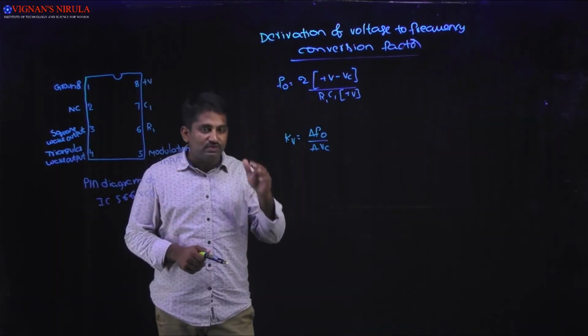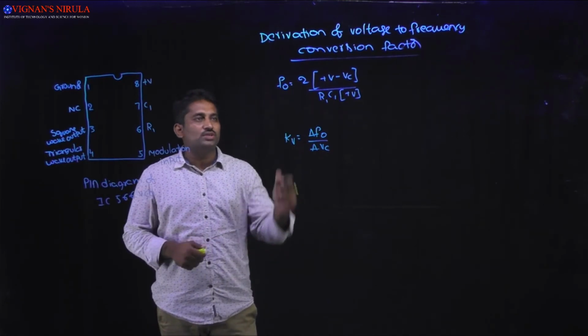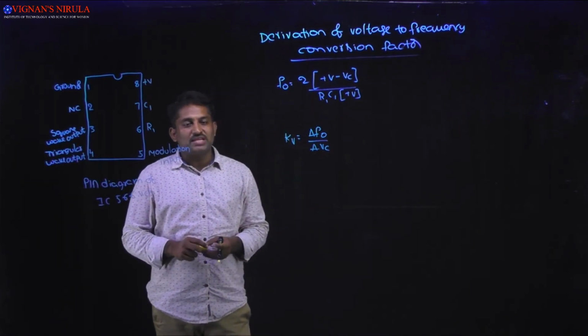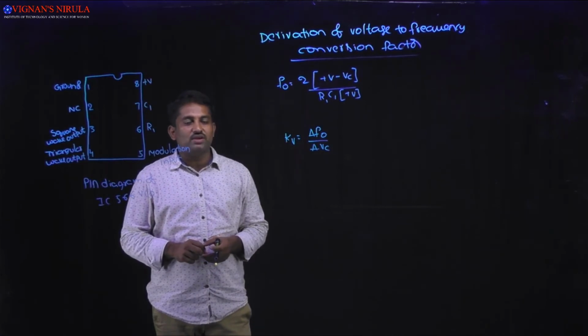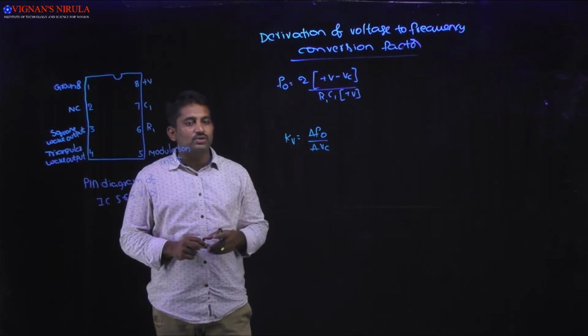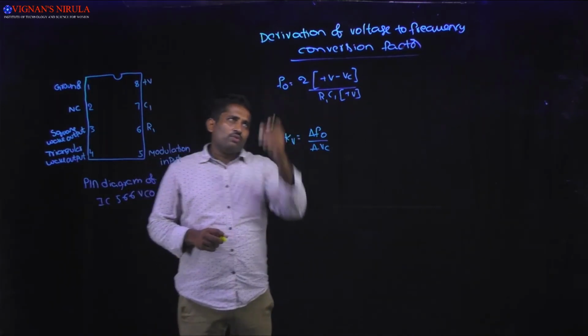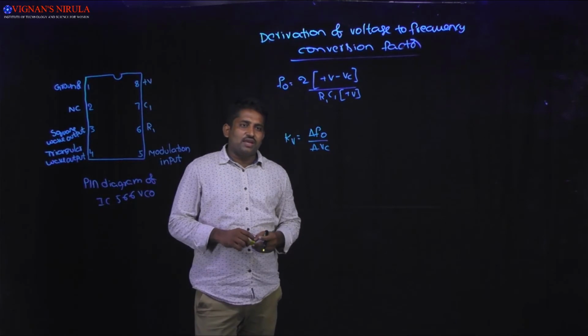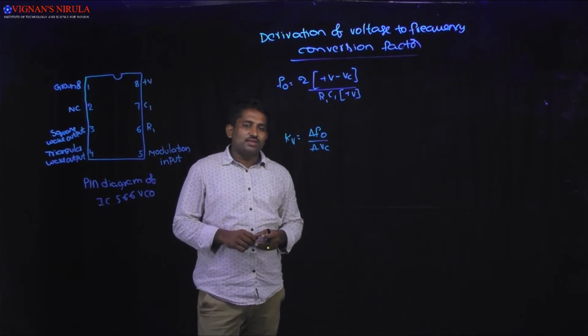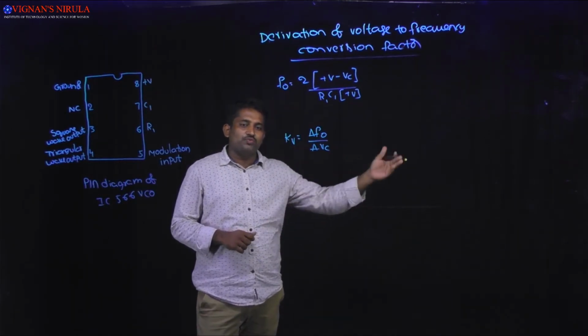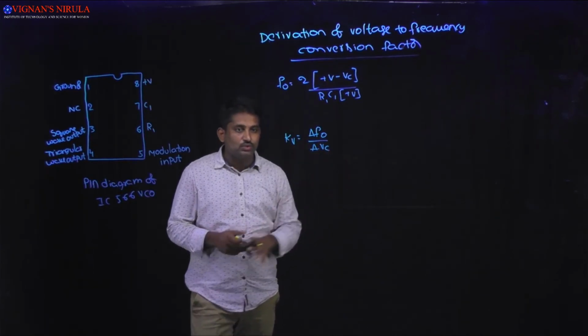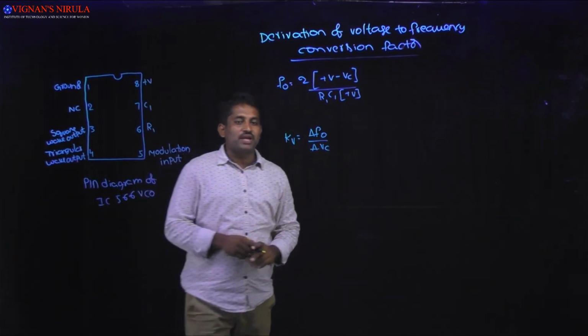We know the frequency of the VCO is equal to 2 into (+V minus Vc) divided by R1 C1 into +V, where +V is the supply voltage. For the voltage to frequency conversion factor kV, delta f0 is nothing but the change in the output frequency with respect to the change in the input control voltage.